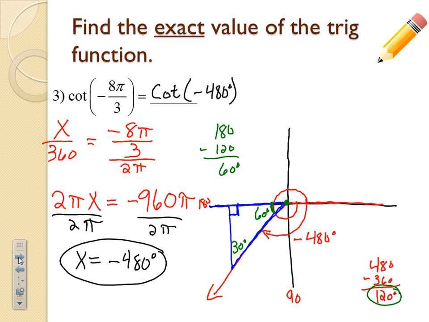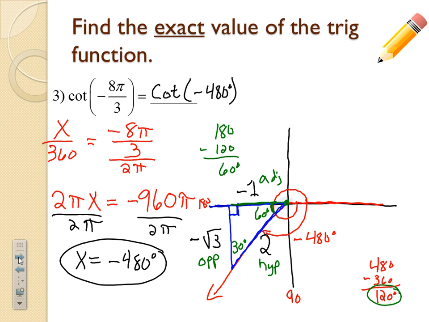Now across from 30 is always going to be 1. Now since I'm going to the left, it's going to be a negative 1. And since I'm going down to find my long leg, I take it times the square root of 3, so it's going to be a negative square root of 3. And my hypotenuse is always going to be 2. So I'm going to label each one of these for my reference angle. This is the opposite. This is the hypotenuse. This is the adjacent.